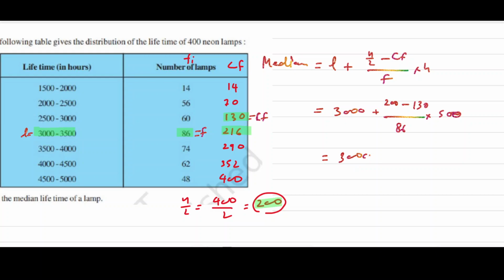Here 3000 plus 200 minus 130, that means 70. Here 500. Here 86. Now solve this. After solving, we will get 3346.976. Clear? Now we should move on to the next question, question number 6.